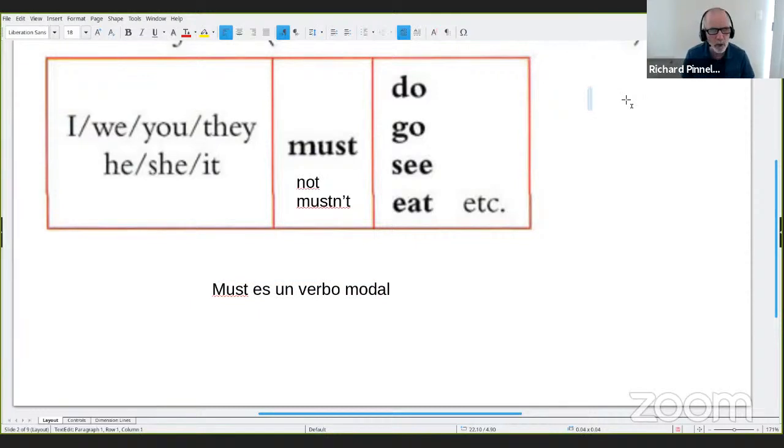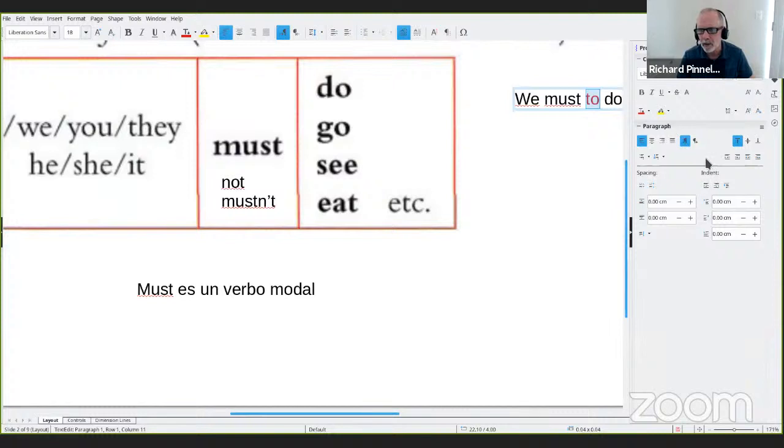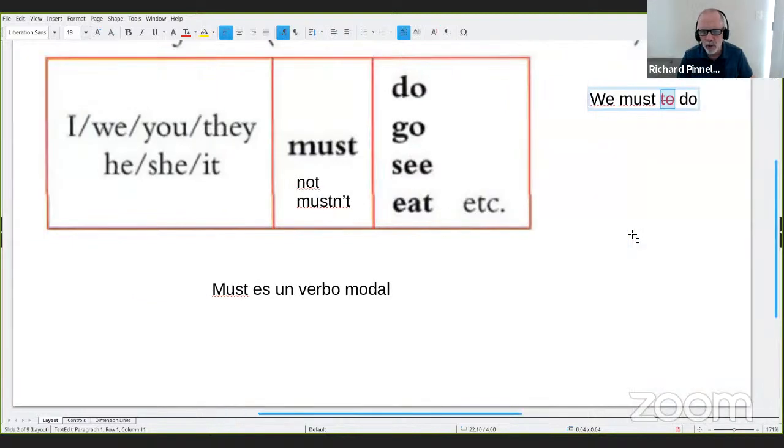Un error que algunas personas hacen es poner aquí, we must to do. Y este está mal, no queremos la palabra to. La estructura usando esos modales siempre es esta: sujeto, verbo auxiliar, verbo principal en su forma base. Y el negativo agregamos la palabra not, pero siempre usamos la contracción, mustn't.